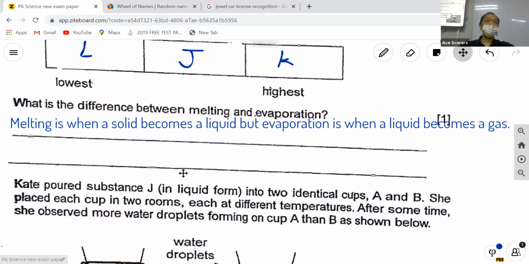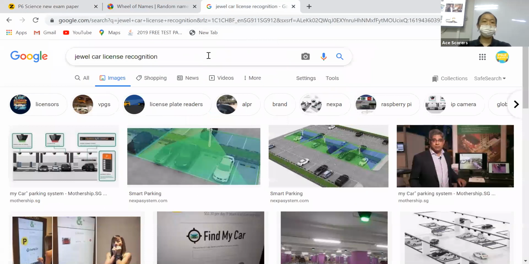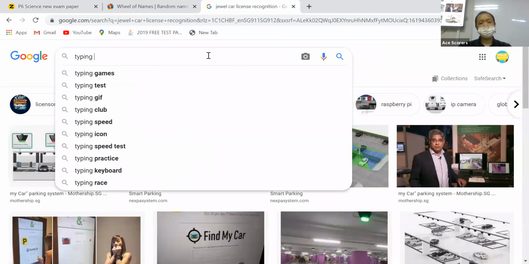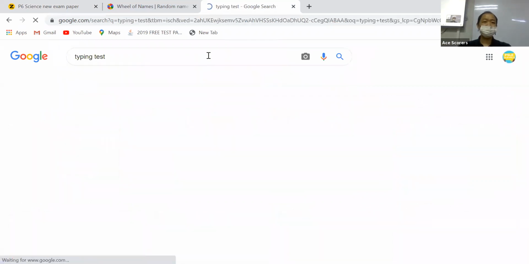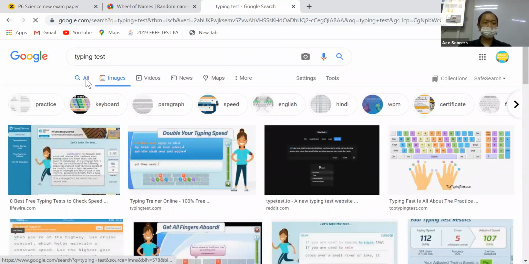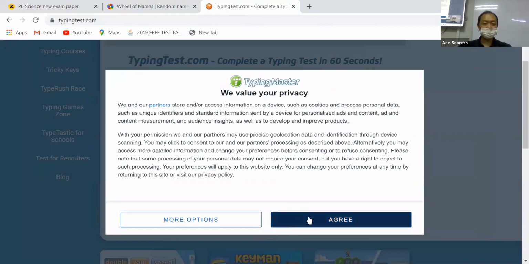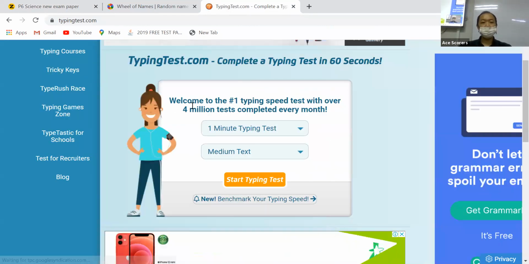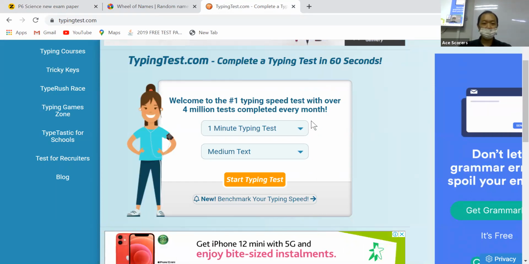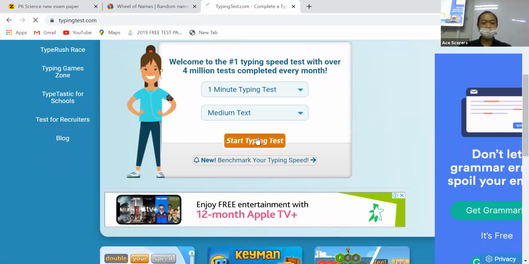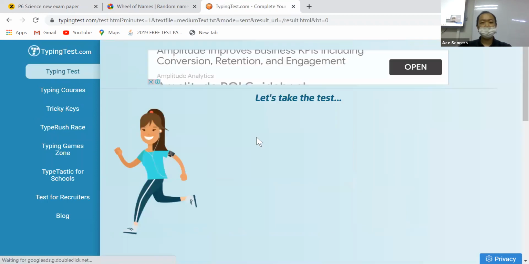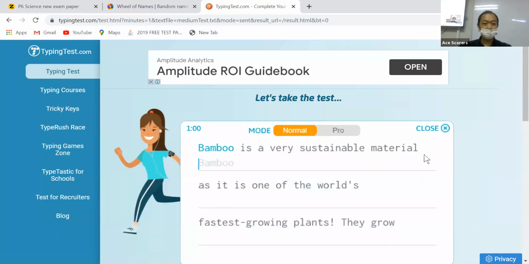But nowadays you can do it online, it's very easy. Just go online and search. Typing test. Typing.com, right? So you can come here, right? Welcome to the simple medium typing test. Let's take the test. What am I going to do?